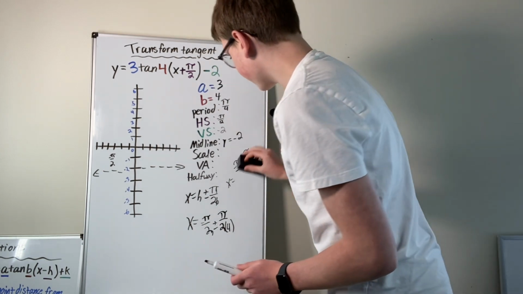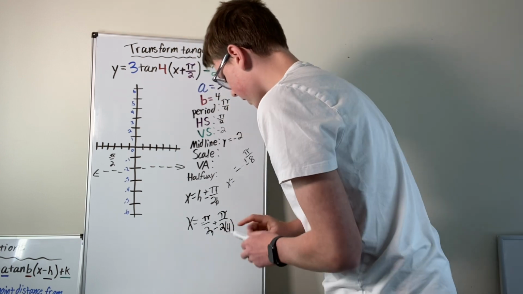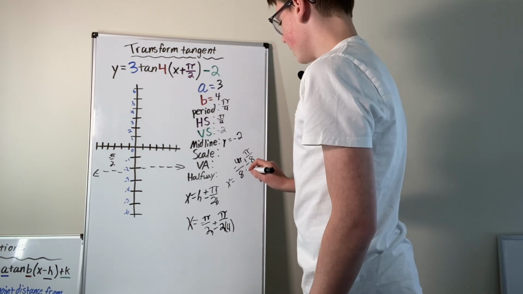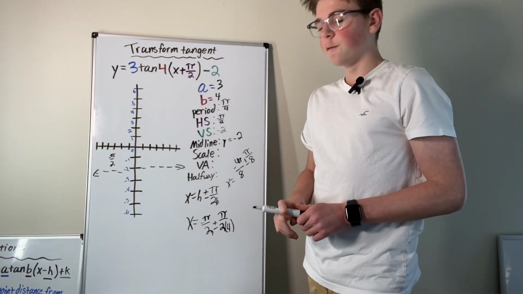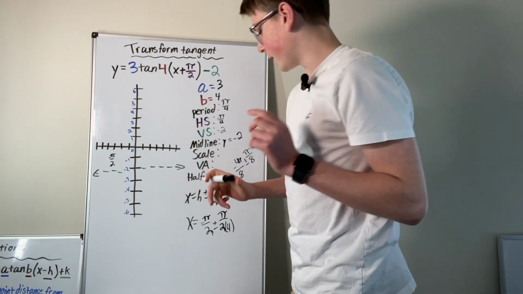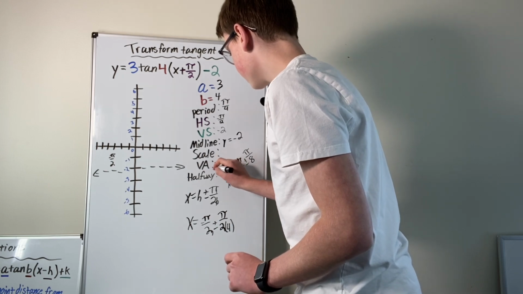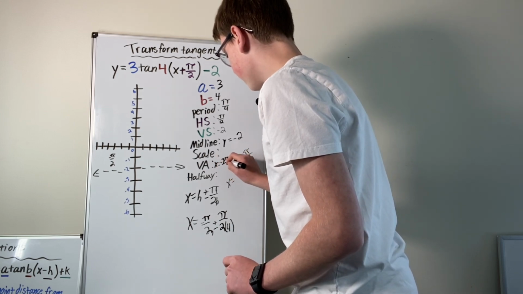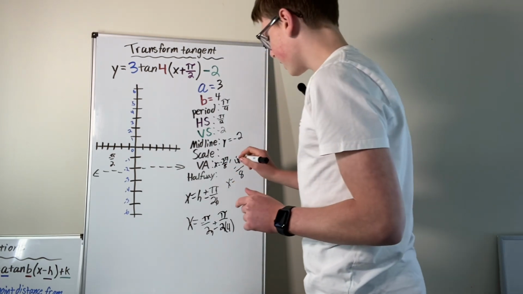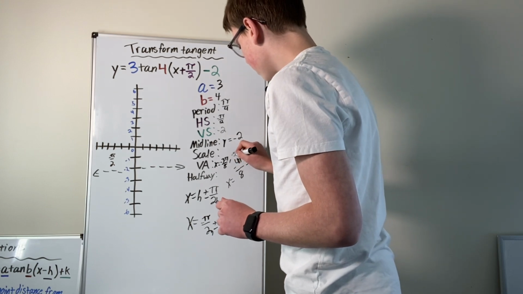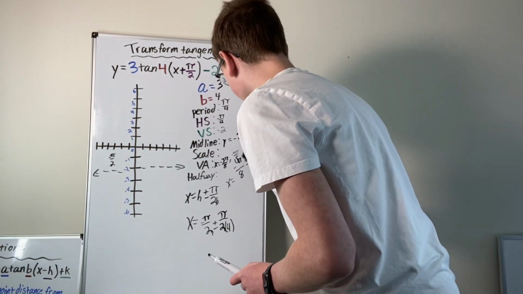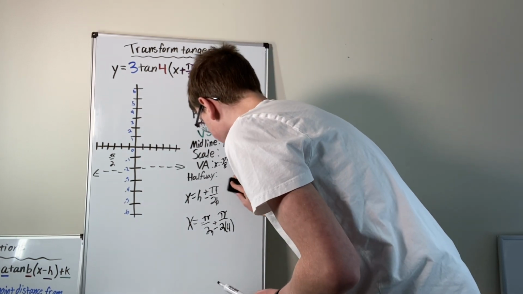A common denominator would make negative pi over 2 into negative 4 pi over 8. So negative 4 pi over 8 plus pi over 8 would give us negative 3 pi over 8. So x equals negative 3 pi over 8, comma, negative 4 pi over 8 minus pi over 8 would give us negative 5 pi over 8. So we have negative 3 pi over 8 and negative 5 pi over 8 as x asymptotes.